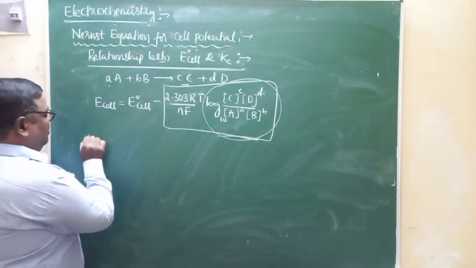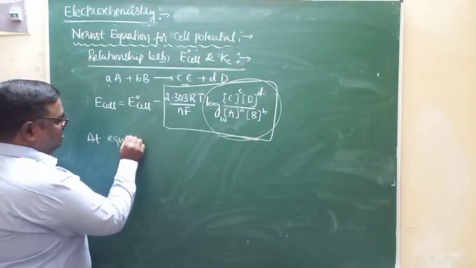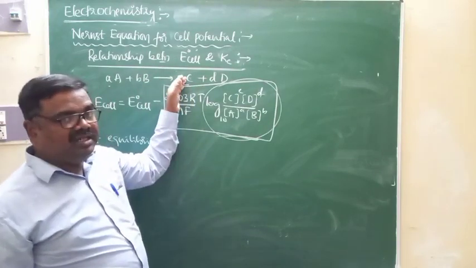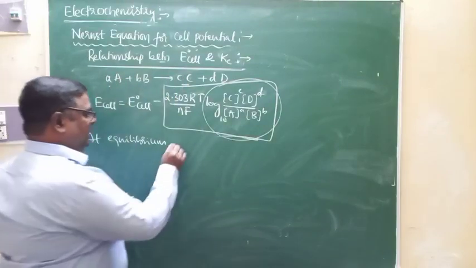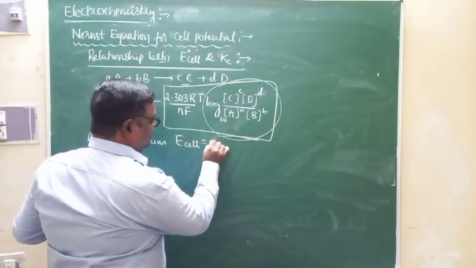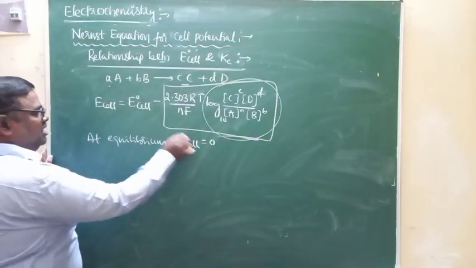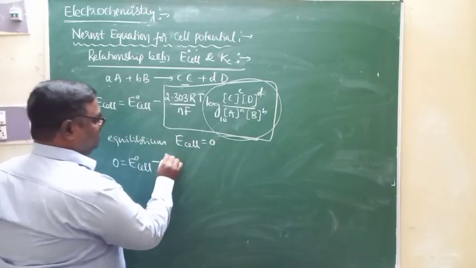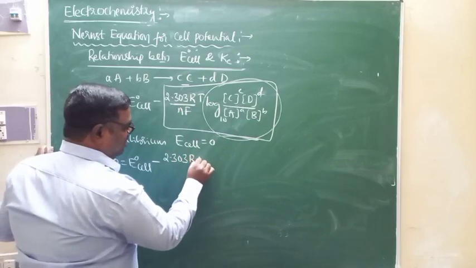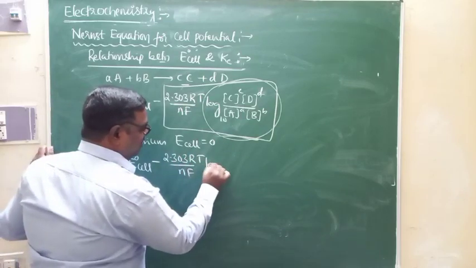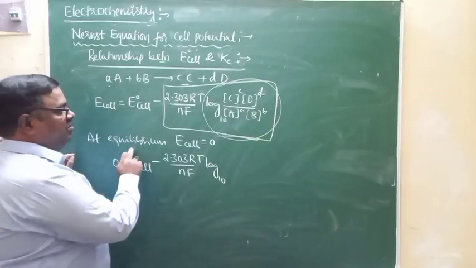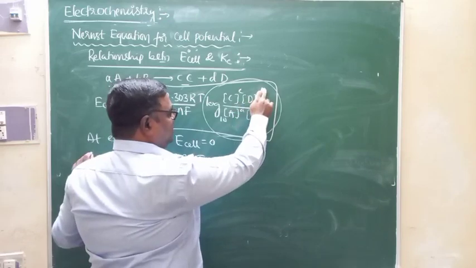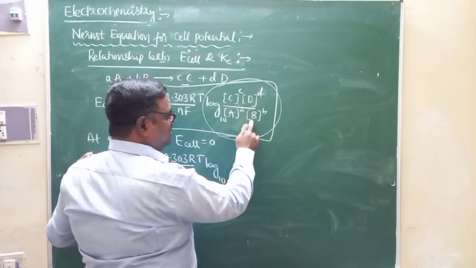So at equilibrium, the chemical reaction will achieve the highest concentration of products and the lowest concentration of reactants. So E of cell becomes equal to 0 at equilibrium. Therefore, in place of E of cell put 0, that is equal to E naught of cell minus 2.303 RT by NF log to the base 10 of, at equilibrium, concentration of C to the power c into concentration of D to the power d, over concentration of A to the power a into concentration of B to the power b.